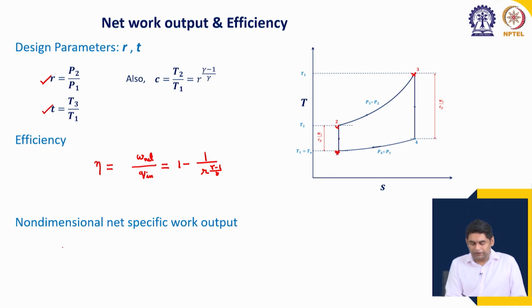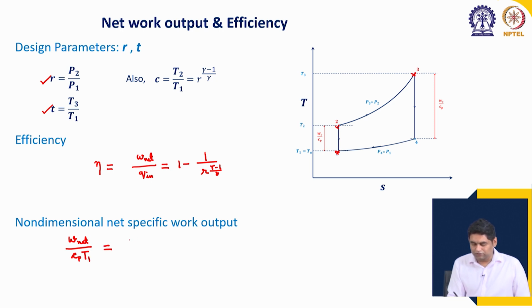Similarly, we have also defined another very important performance parameter, which is the net work output per unit mass flow rate of the working fluid working on this cycle. Per unit mass flow rate of the fluid, how much is the net work output from the cycle? This we generally put in non-dimensional form by non-dimensionalizing with the intake energy. So, we have defined this as W net by Cp T1.